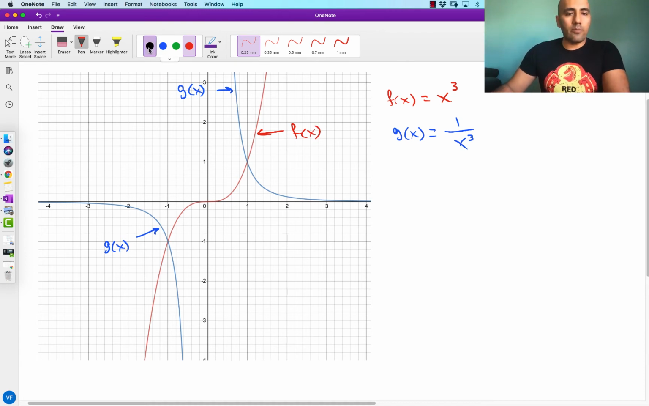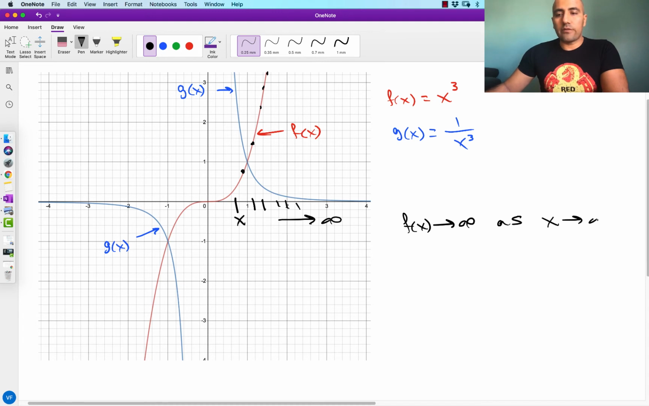Okay, and so what we want to point out is that as the x's are chosen, let's say the first x, and then the second one, and the second one, as this grows toward positive infinity, the output values of the f of x function grow out of control. They grow toward infinity. Good. So we want to say that f of x will grow toward infinity as x grows toward infinity.